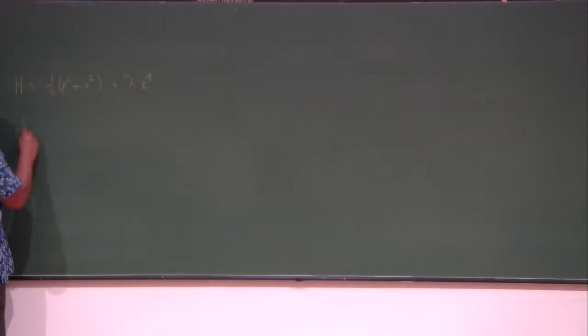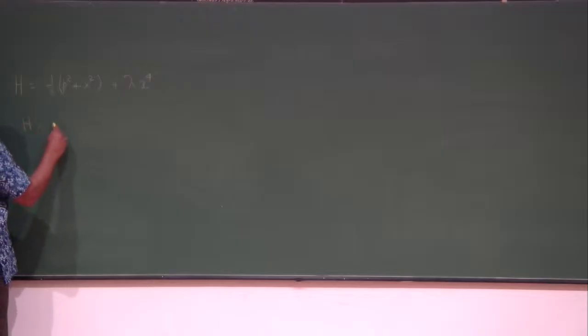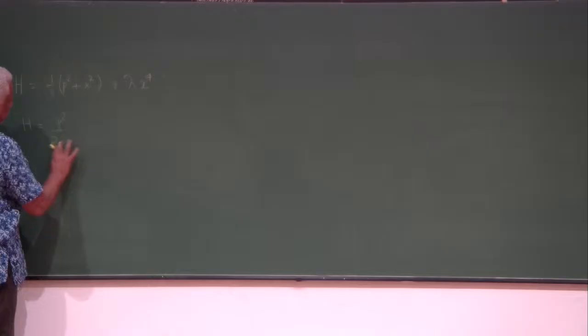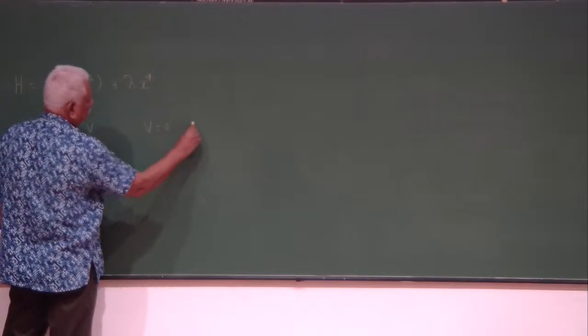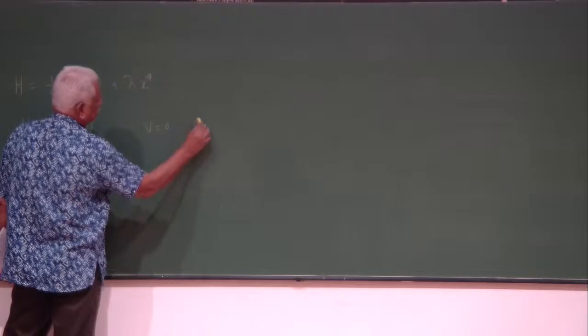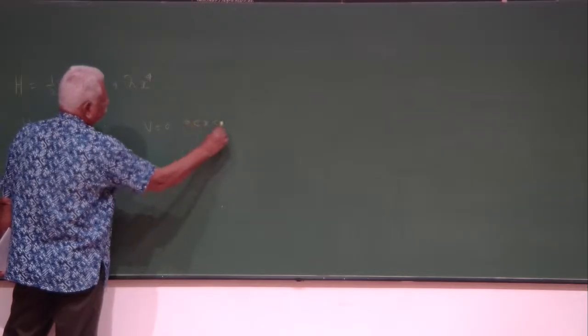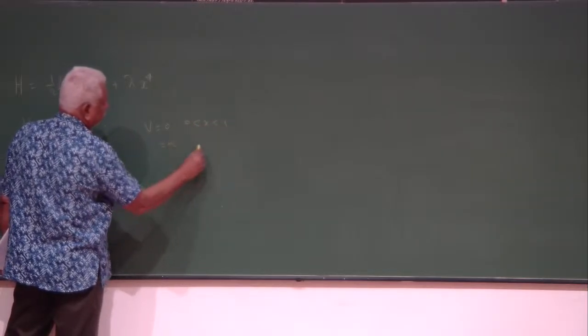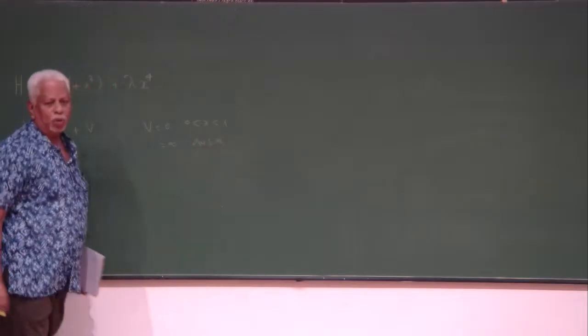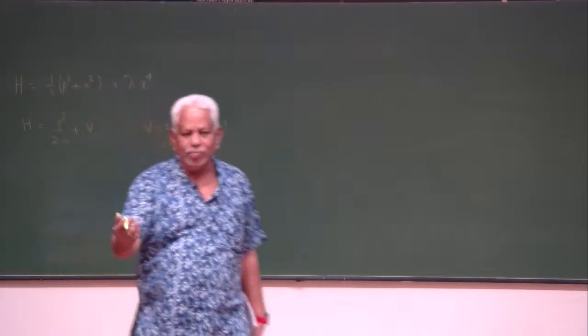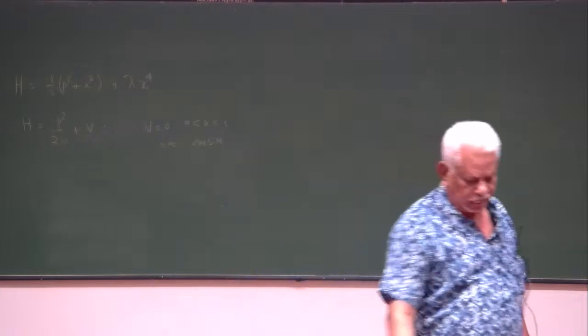H is p square by 2m, p square by 2m plus V, where V is 0 for x between 0 and 1, and infinity outside. This problem I solved, or many of you solved it, right?